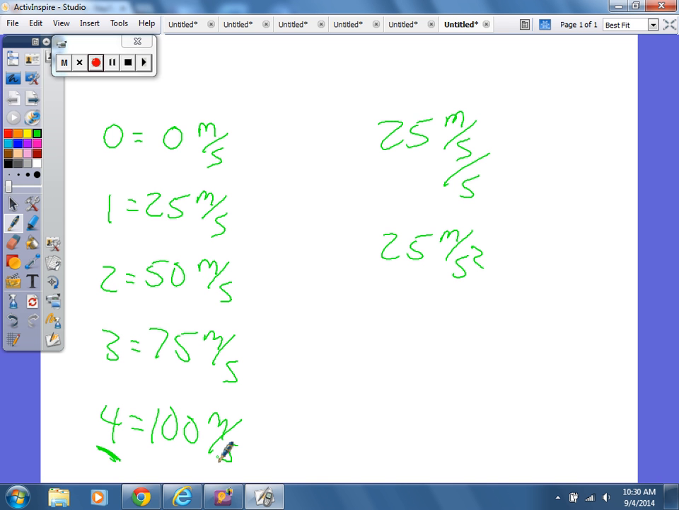It went from 0 to 100 meters per second in 4 seconds. So that means every second then it did 25 meters per second.